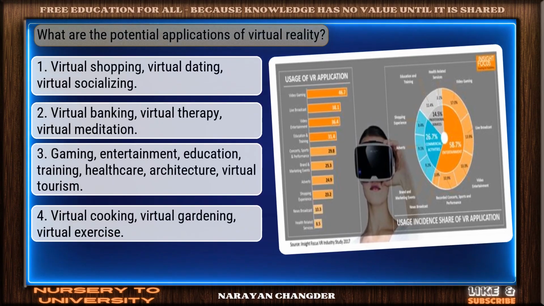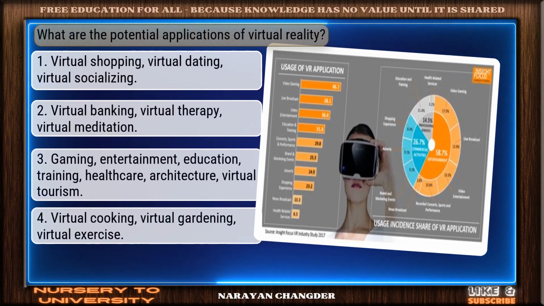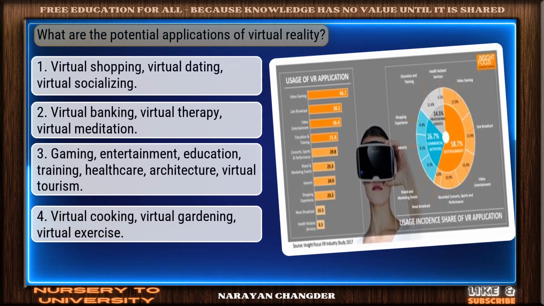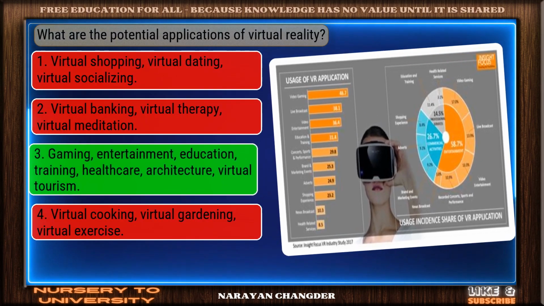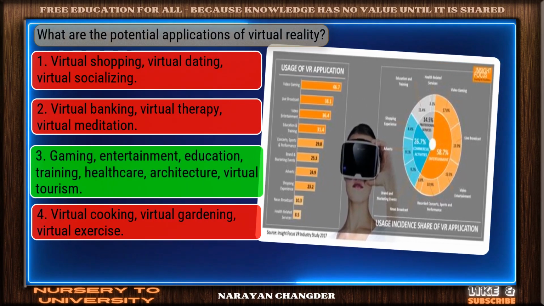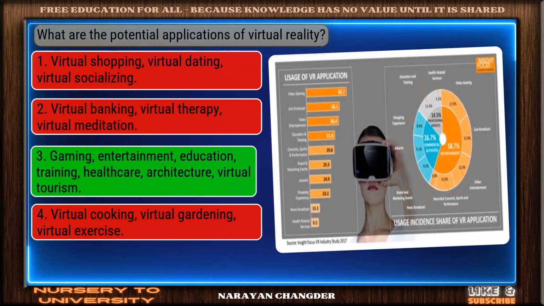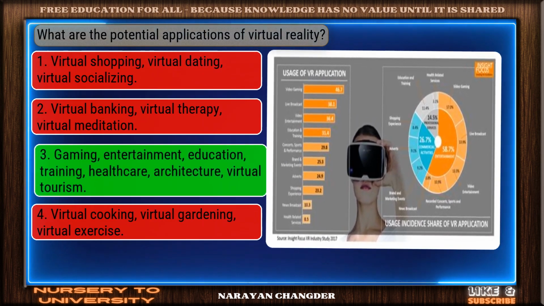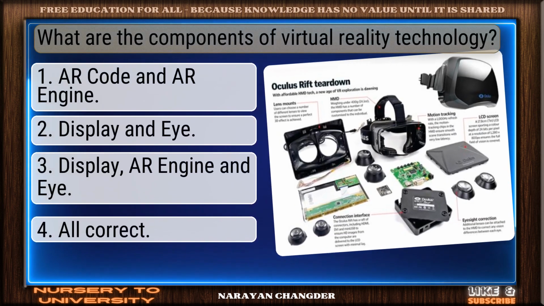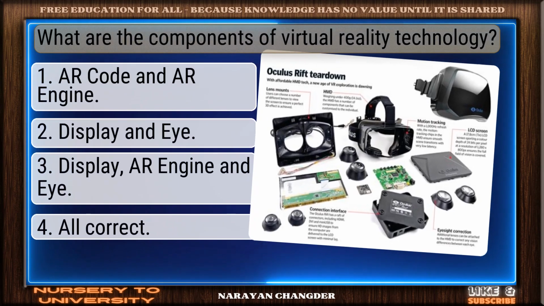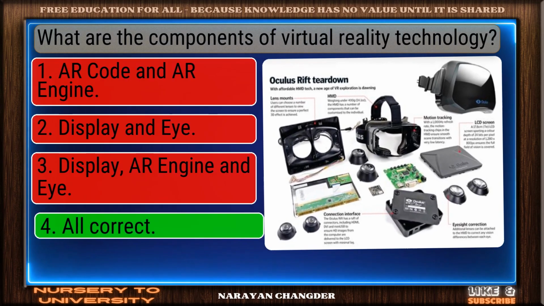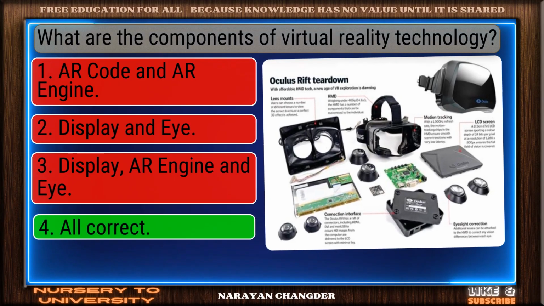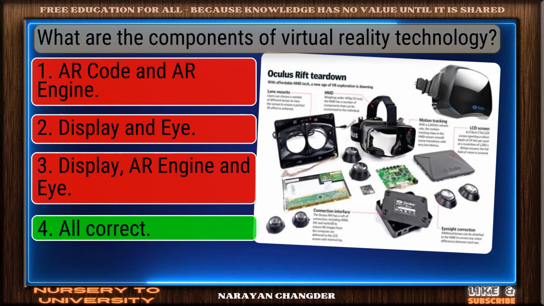Question number 45. What are the potential applications of virtual reality? You chose gaming, entertainment, education, training, healthcare, architecture, virtual tourism. And it is correct. Question number 46. What are the components of virtual reality technology? Well reasoned. All correct is the correct choice.